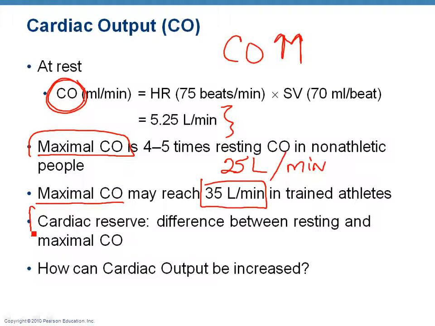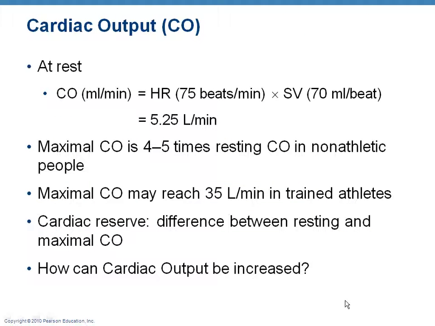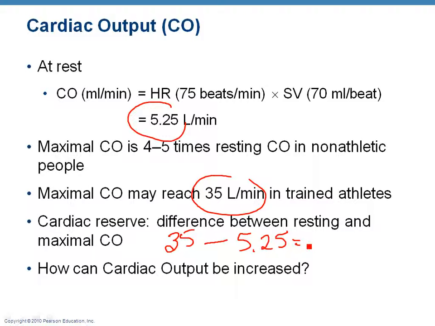Another phrase you should be familiar with: cardiac reserve. That's the difference between your resting and maximal cardiac output. So if you're a well-trained athlete and your maximal cardiac output is 35 liters per minute, let's say your resting cardiac output is 5.25, if we did the subtraction there, your cardiac reserve would be about 29.75 liters per minute.